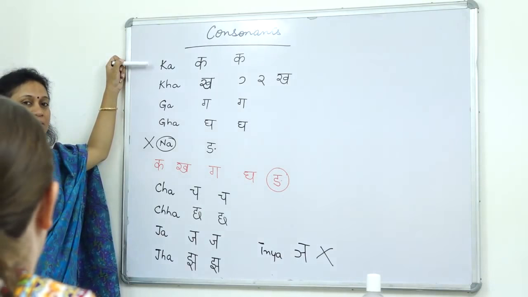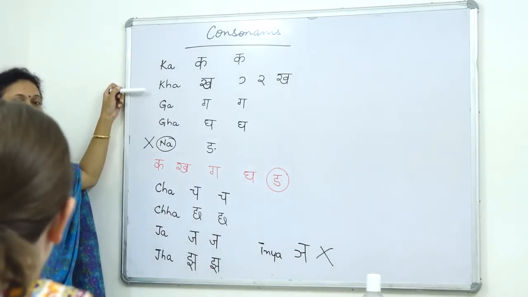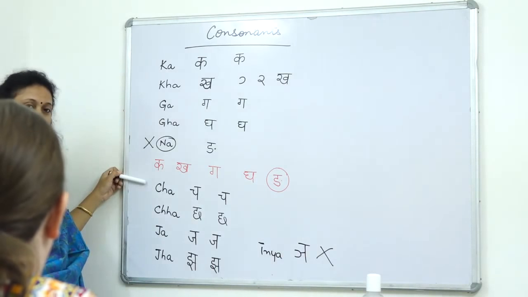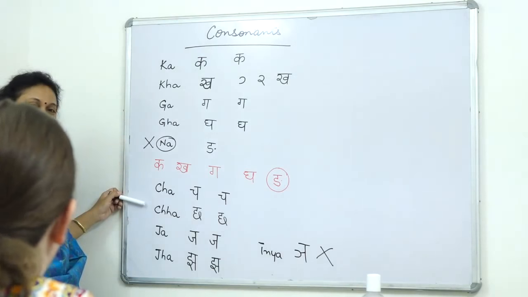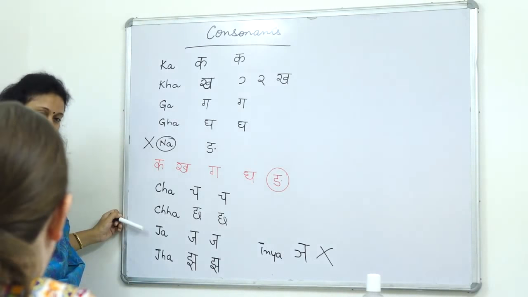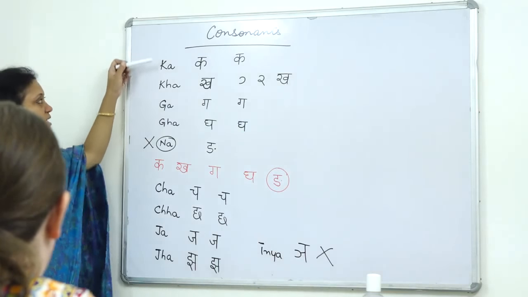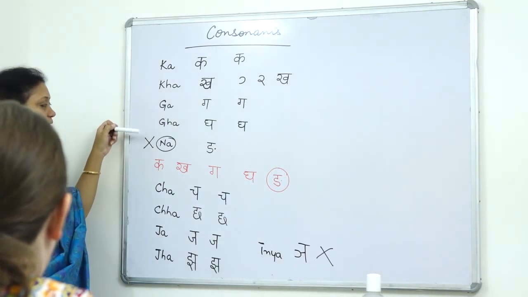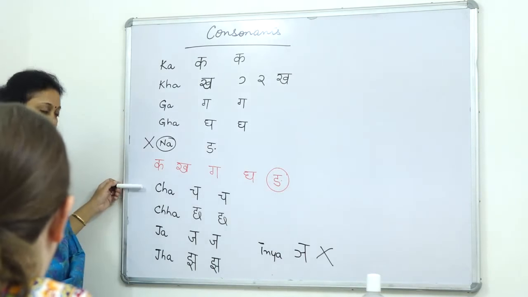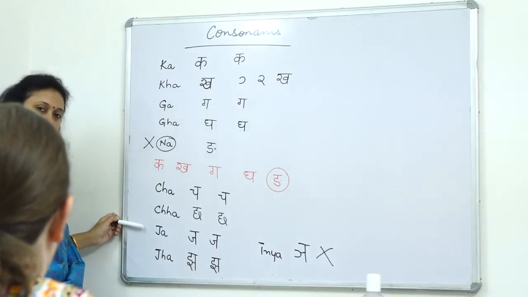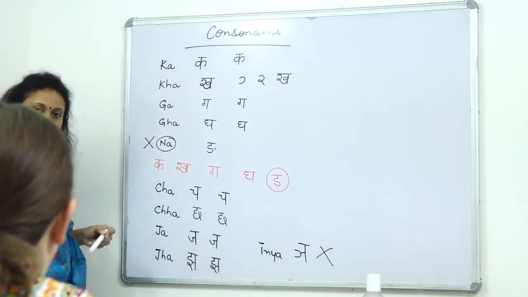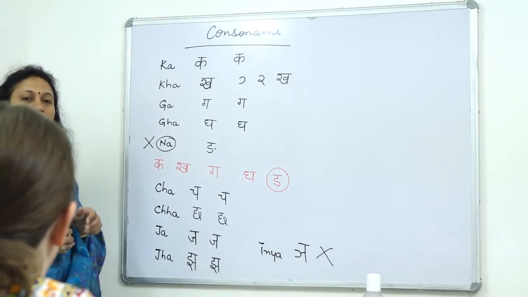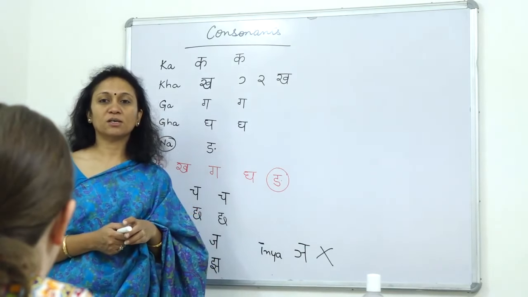Ka, K, g, k, cha, ch, j, ch. Very nice. So this is K, G, Ch, J. So just make it J, j, J.